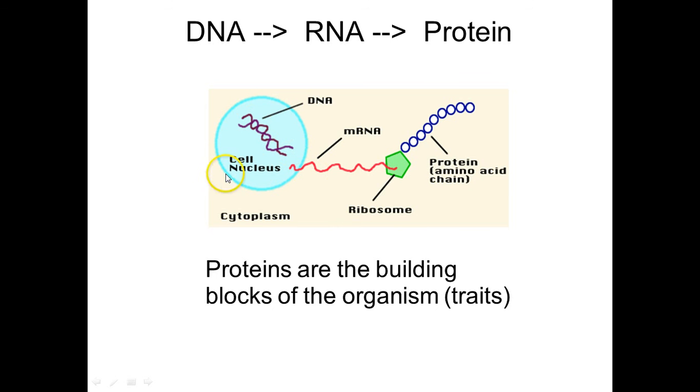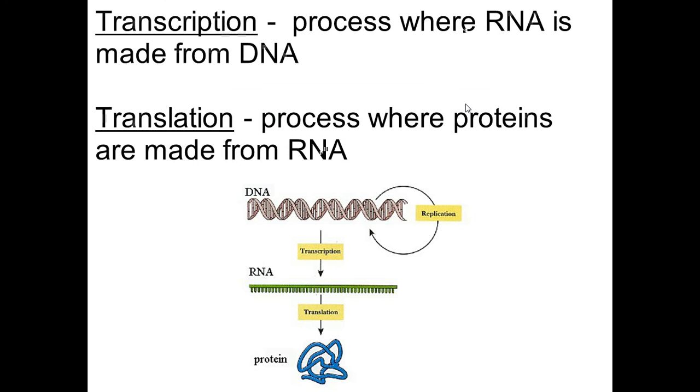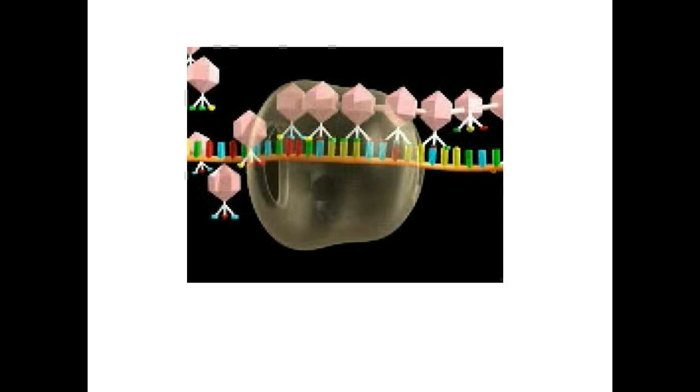DNA gets replicated here in the cell's nucleus. The messenger RNA carries the code out to the ribosome. The ribosome is the factory that makes the chain of protein. These processes are called transcription, which is where RNA is made from DNA, and then translation, which is where the protein is made from the RNA. Just a quick view of what that looks like.